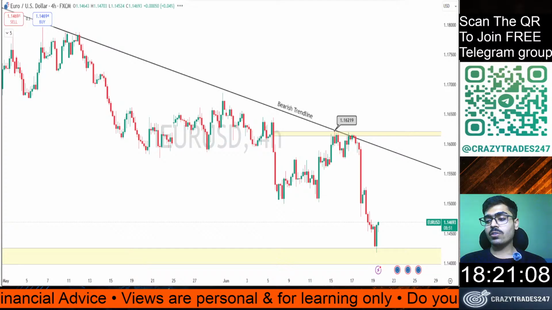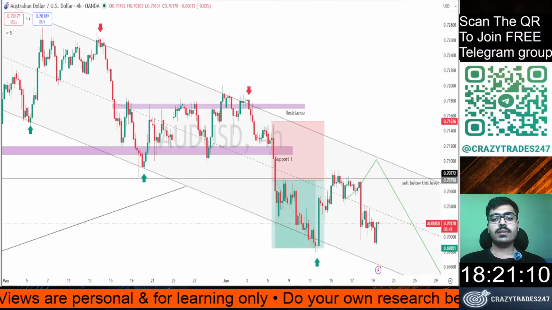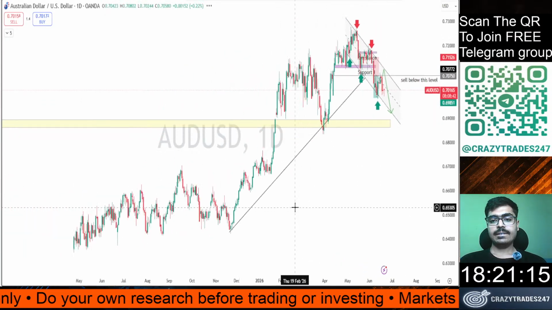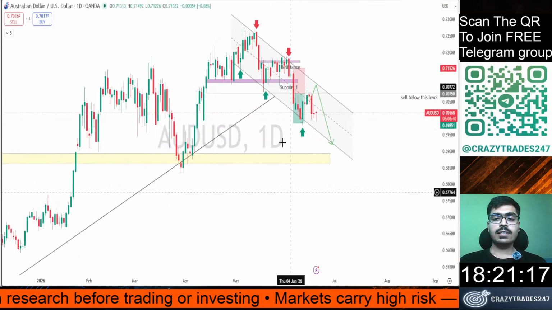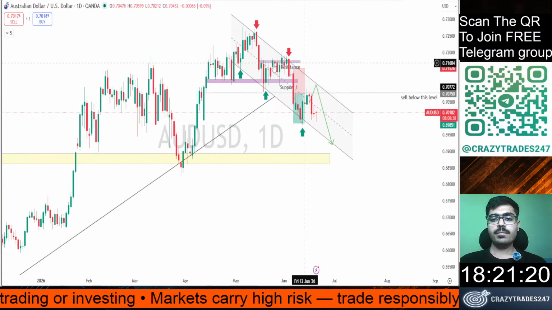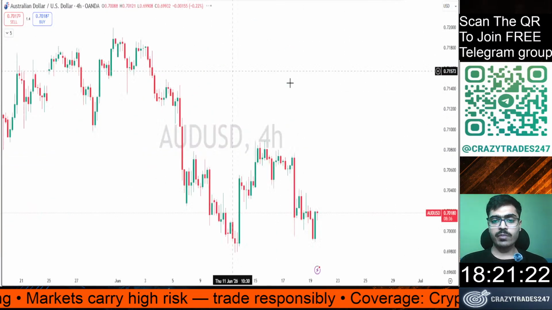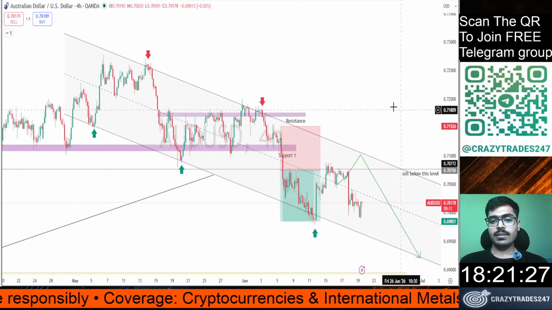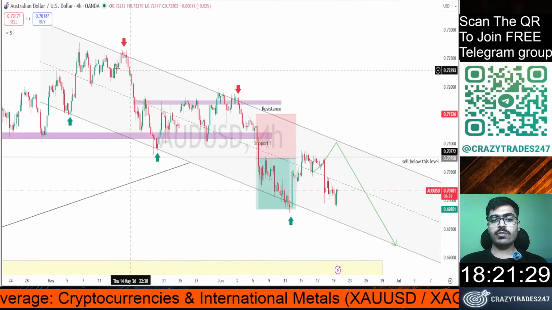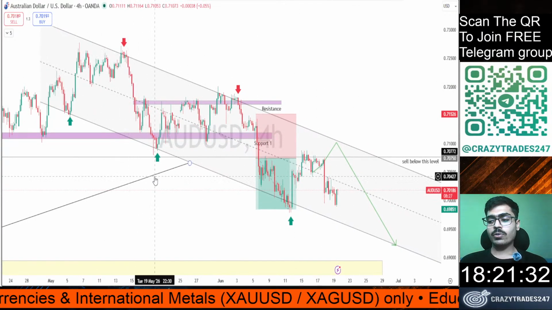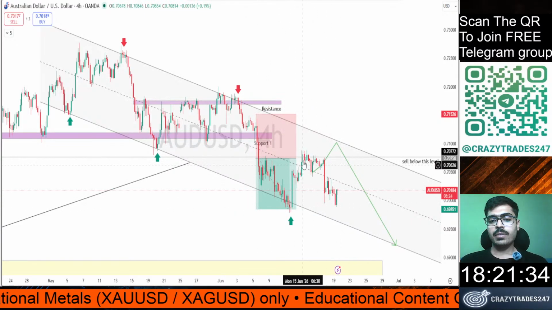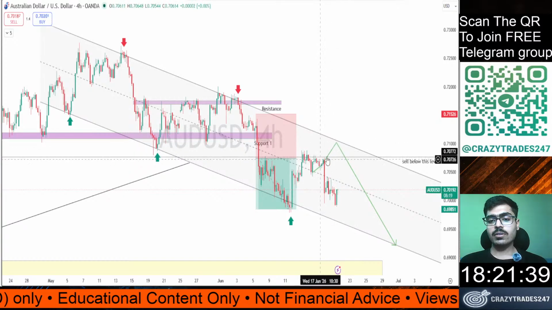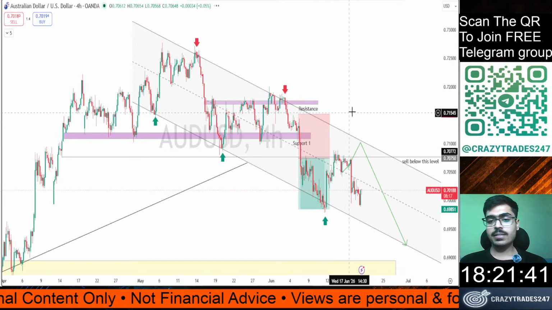Next pair we have is AUD/USD. On this particular pair as well, we have noticed a declining channel, and it's forming a clean structure, making lower lows and lower highs, but it has retraced from this very level. It didn't touch or retest the upper boundary of the declining channel.